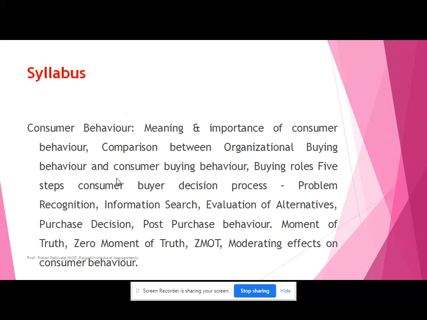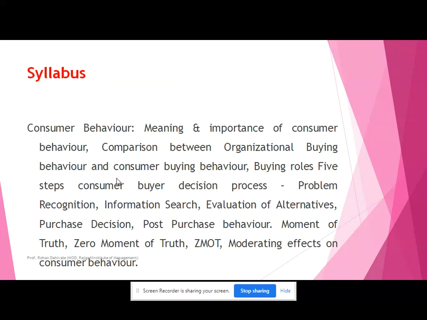Now we will first of all see what is the syllabus of this unit. Here in this unit we will cover consumer behavior, meaning and importance of consumer behavior. Then the favorite question of the examiner, comparison between organizational buying behavior and consumer buying behavior. Then buying rules of customers or consumers. Then the important 5 steps of the consumer buying decision process. These 5 steps include problem recognition, information search, evaluation of alternatives, purchase decision, and post-purchase behavior. So these are 5 steps that we will see in detail.